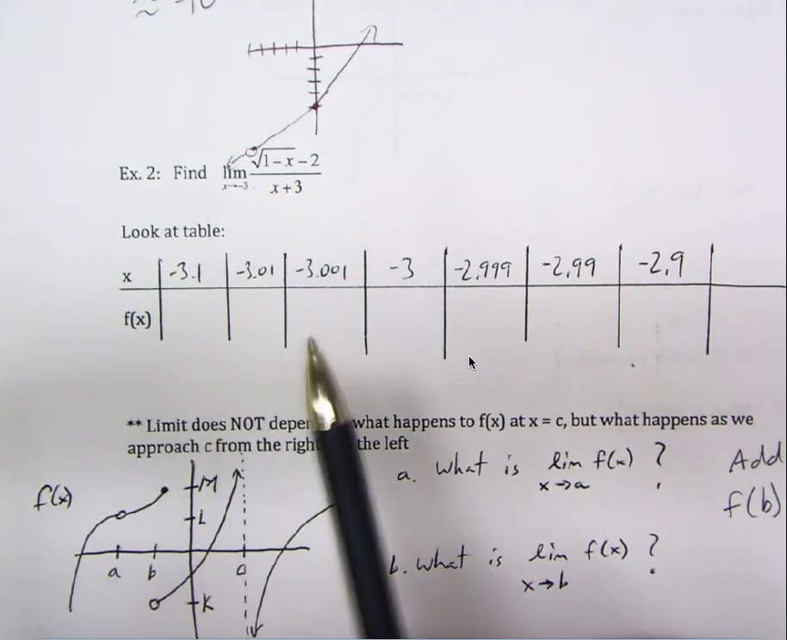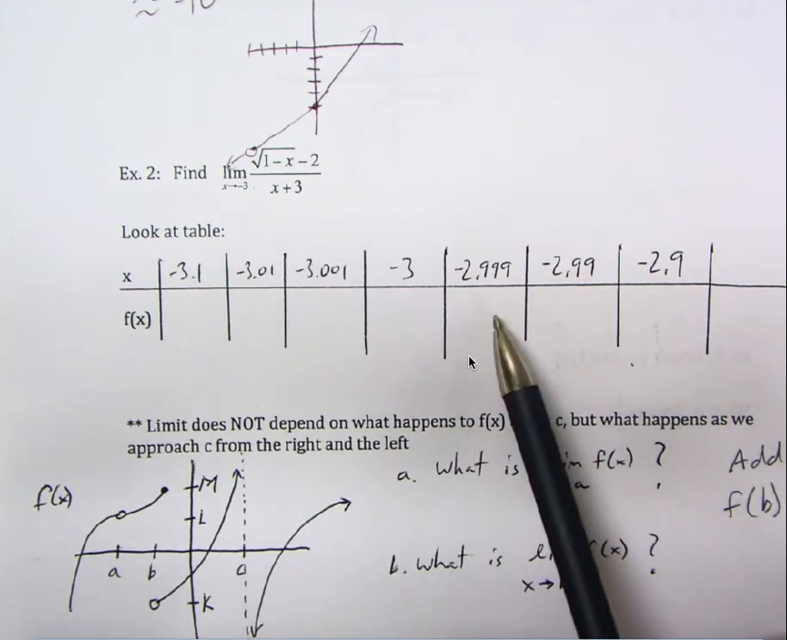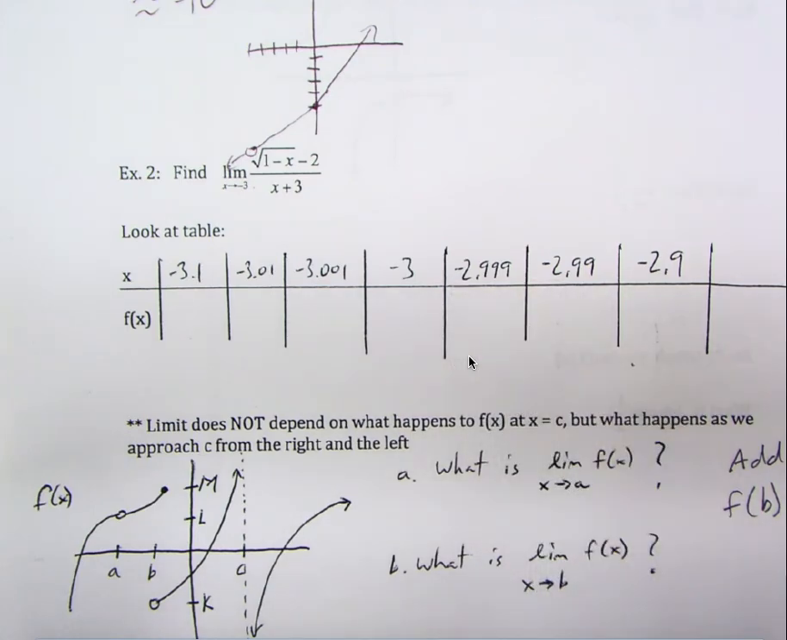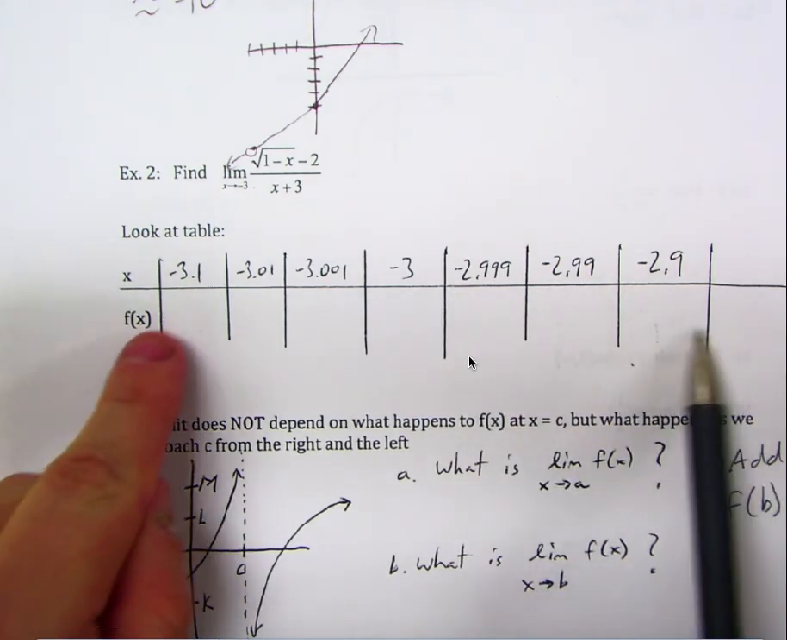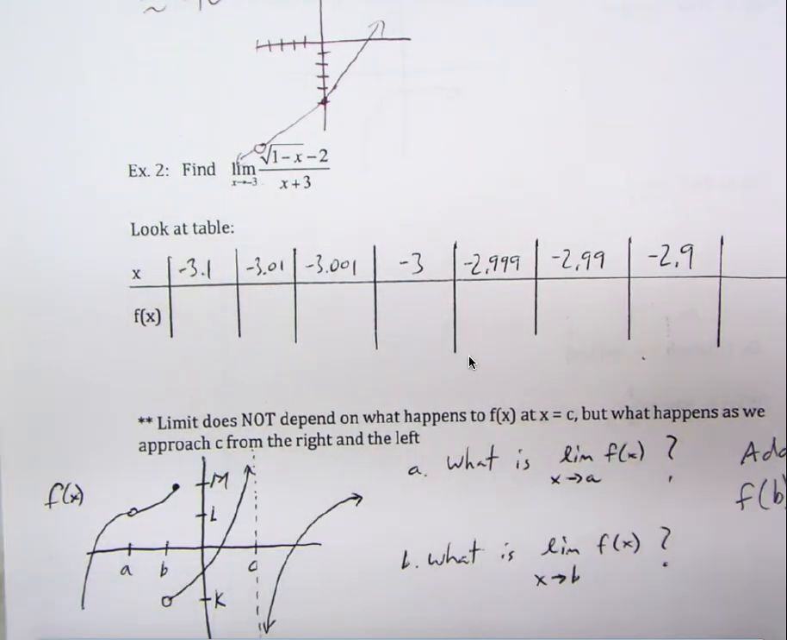Then we need to find the limit as x approaches negative 3 from the right. Let's see what happens as we approach negative 3 from the right side. Let's see what happens to our y values. And let's see if these are approaching the same number from the left and the right. That's what we're hoping is going to happen. We'll talk about what happens if it doesn't, okay?